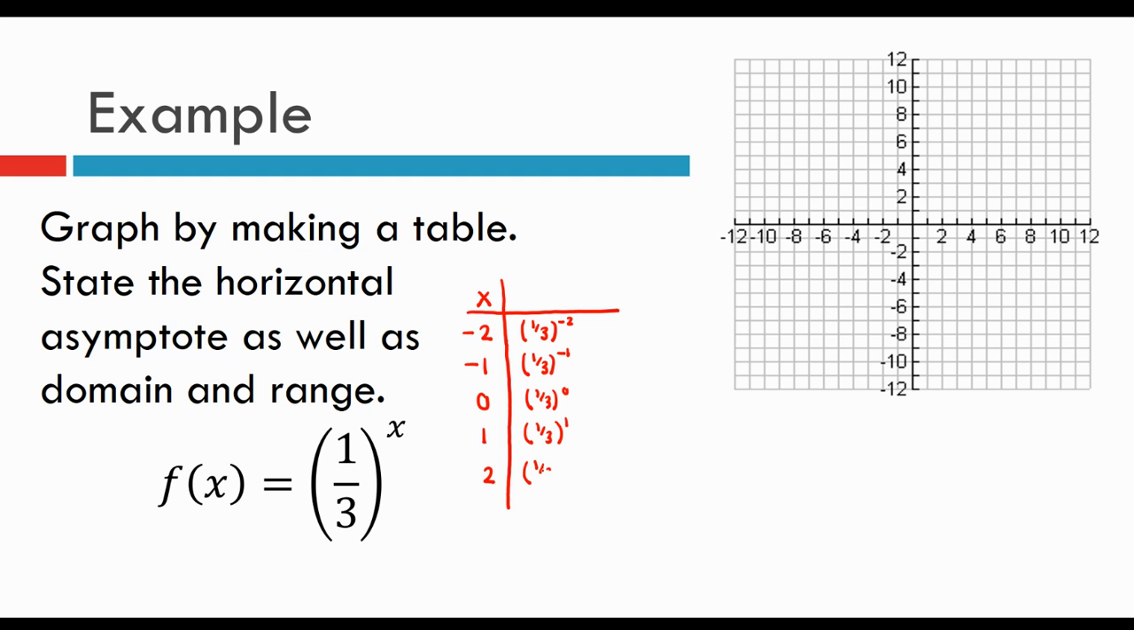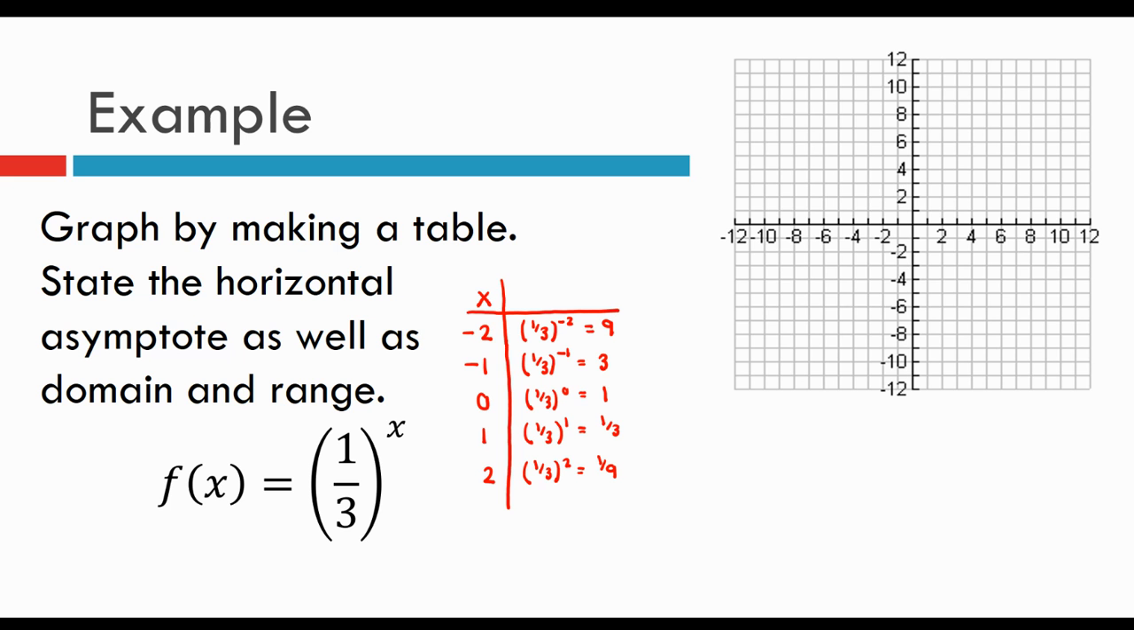Okay, so here's my table with what I'm going to be substituting. So 1/3 raised to the -2nd power, hopefully we're getting 9. 1/3 raised to the -1st power will be 3. Anything raised to the power of 0 is 1. Obviously, 1/3 to the 1st power is a third, and 1/3 squared would be 1/9.